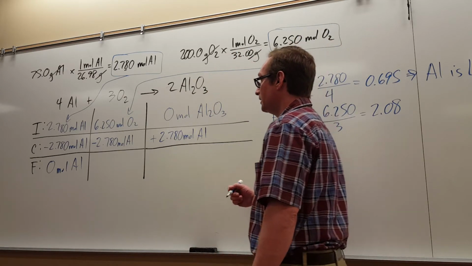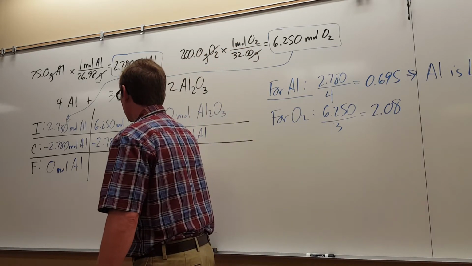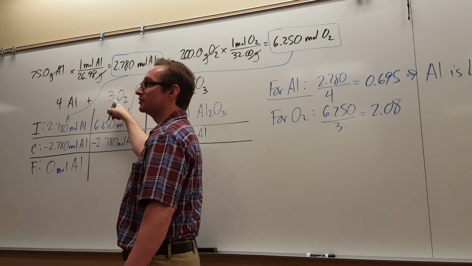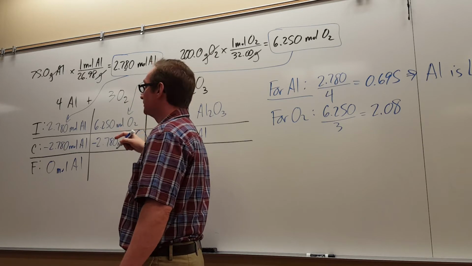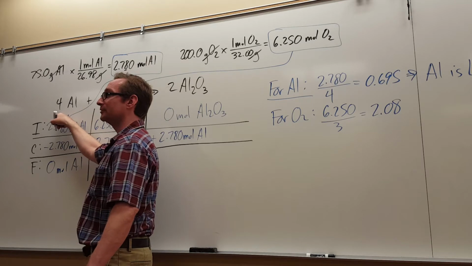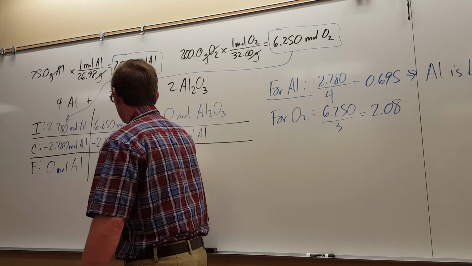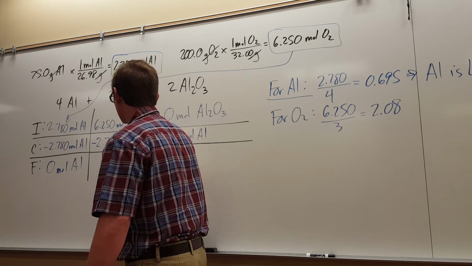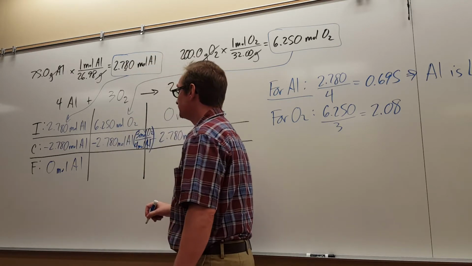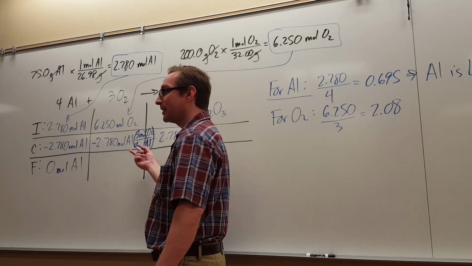Now here's where the stoichiometry comes in. For every mole of Al that I lose, how many moles of oxygen do I also lose? I lose 3 moles of oxygen for every 4 moles of aluminum that I lose. So in this case, it'll be 3 moles of O2 for every 4 moles of Al that I lose. So the stoichiometry happens in the table. All right, and it's a fraction.